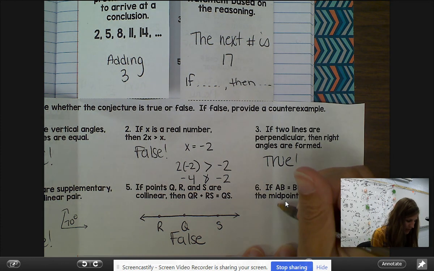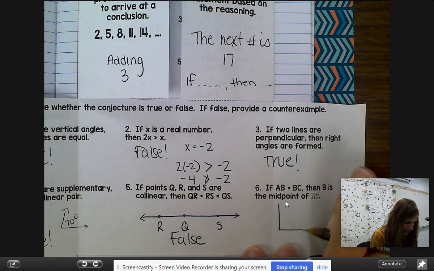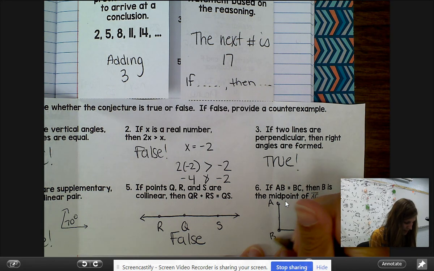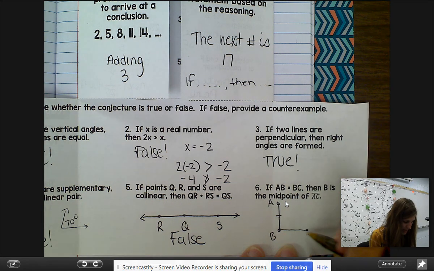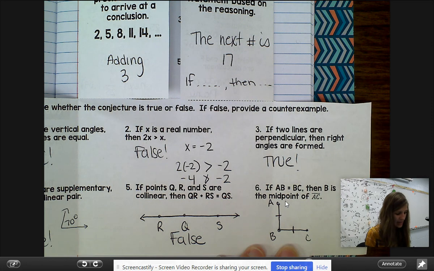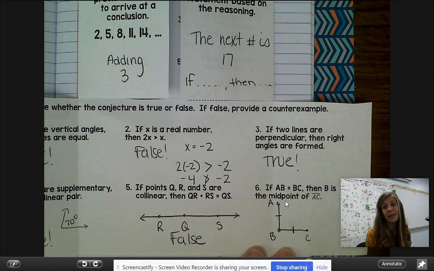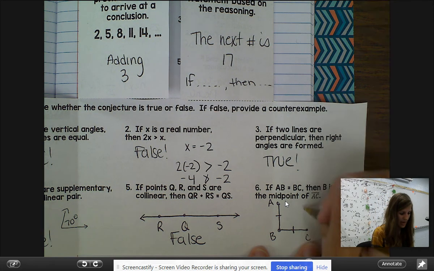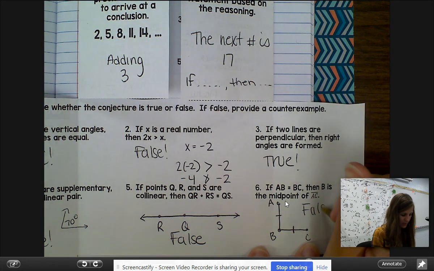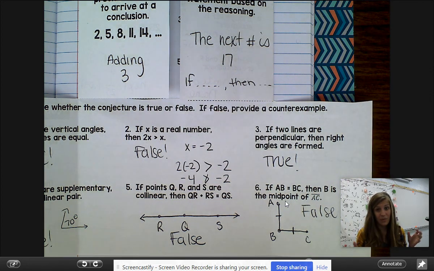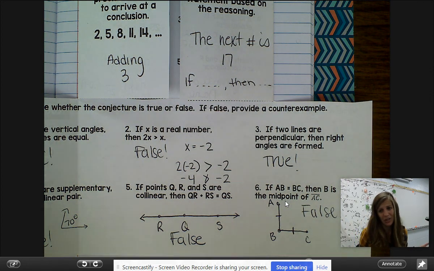So kind of a fun way to do this is to draw an angle where maybe this AB is the same length as this BC right here. And then B would not be the midpoint because they're not collinear, all on a line. So that's a fun way to show that that is false. Another way is they could just be not attached to each other, or it could be like a smushier angle or something like that.